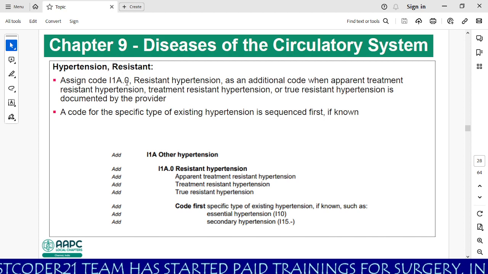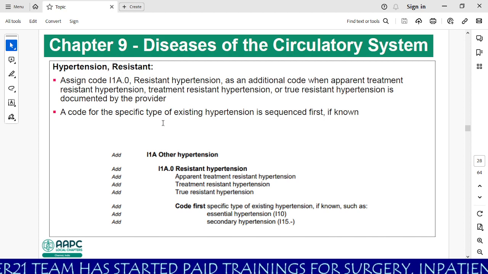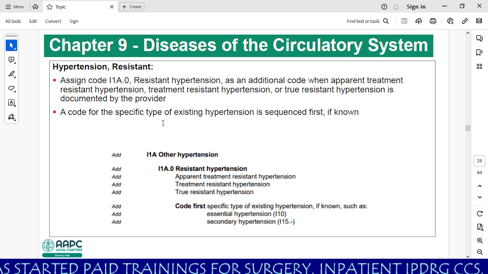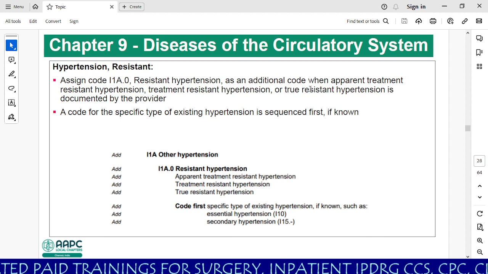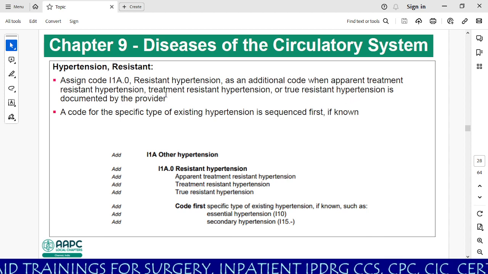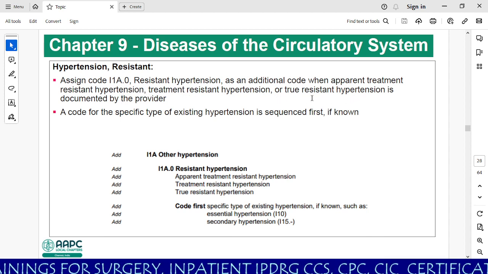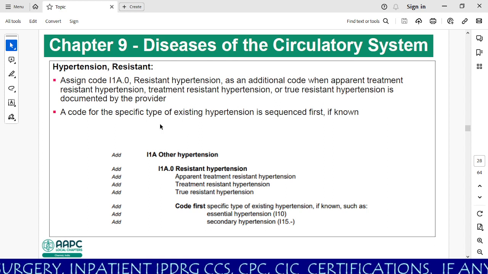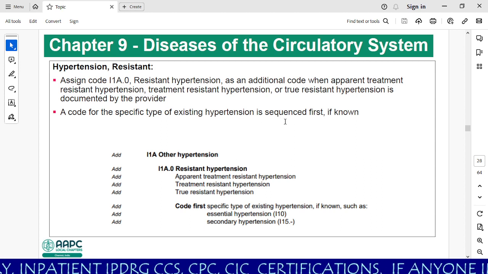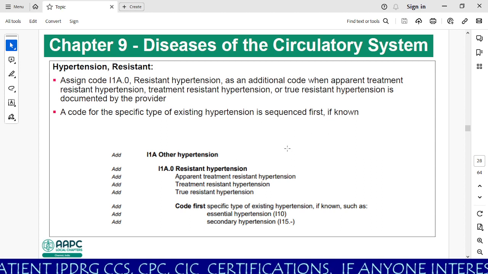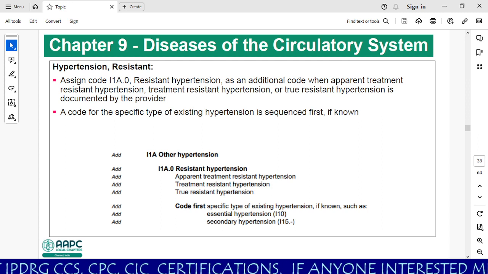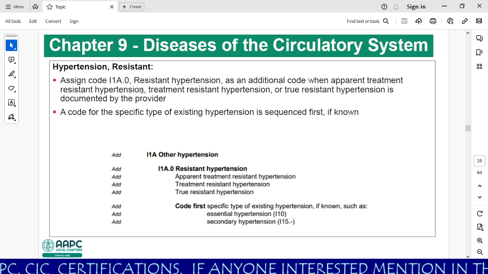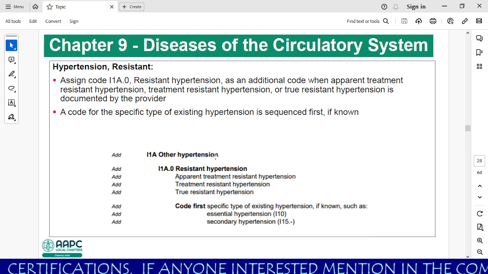So next most important changes, chapter 9, disease of the circulatory system. So here they have added hypertension resistance. So here we need to assign code I1A.0 for resistant hypertension as additional code when apparent treatment resistant hypertension, treatment resistant hypertension or true resistant hypertension is documented by the provider. So a code for the specific type of existing hypertension is sequenced first if known. So for example, if the patient has hypertension as well as resistant hypertension, we need to code I10 as the first code. Next we need to code I1A.0, resistant hypertension, additionally.